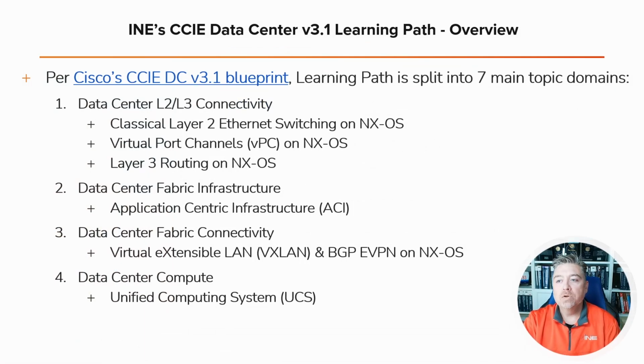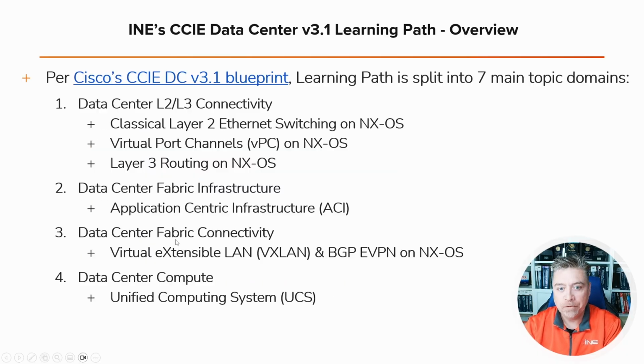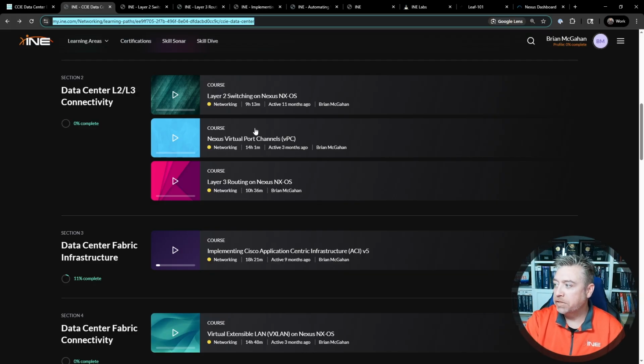First and foremost, this learning path is based on the latest CCIE Data Center version 3.1 blueprint that Cisco releases, and we have our learning path broken down into the different subsections based on the blueprint. So we have 7 sections, first of which is Layer 2, Layer 3 connectivity, which is going to be things like classical Layer 2 Ethernet switching, virtual port channels on NXOS, and then Layer 3 routing, so like OSPF, EIGRP, ISIS, BGP.